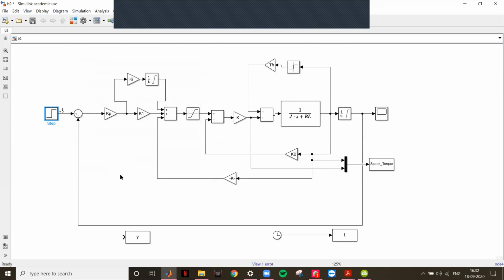KP, K1, K, those values you are checking now. Yes, sir. JS, BL. This BL I am having some doubt. BL you check it. This K also I am having some doubt. Now you run it.